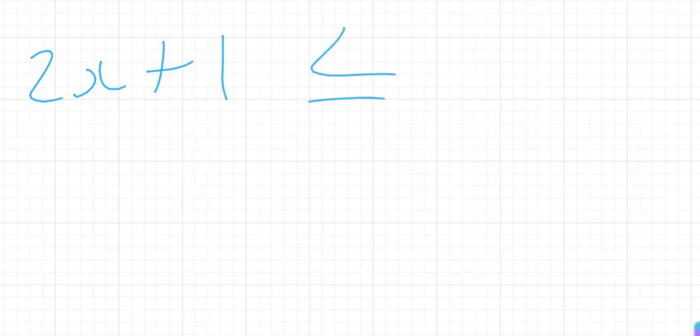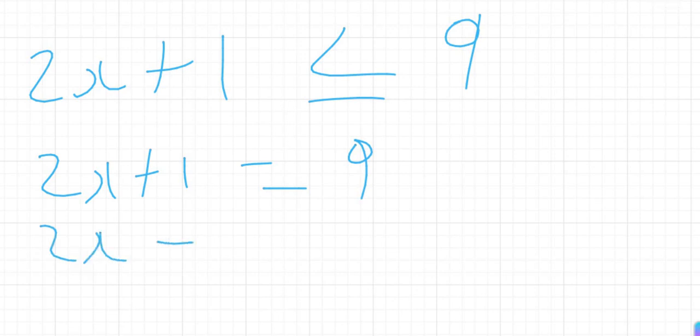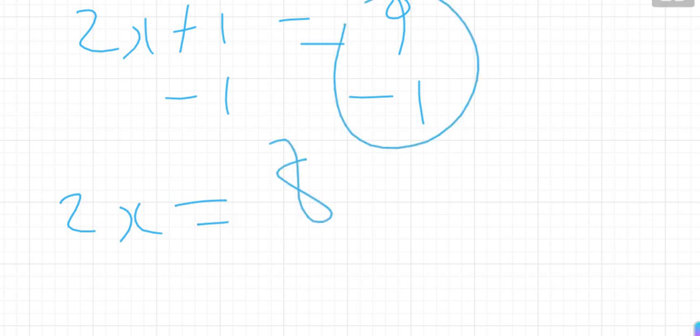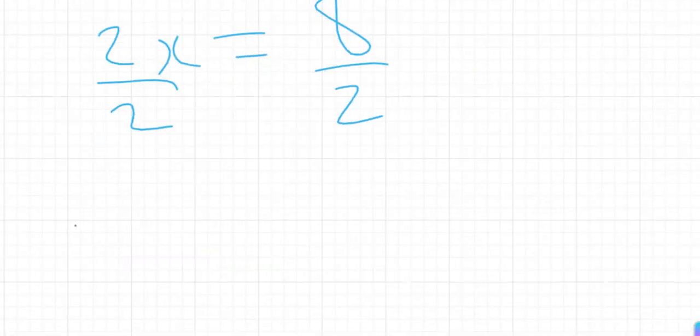Say we have 2x plus 1 is less than or equal to 9. Making x the subject, we write 2x plus 1 is equal to 9. Then we subtract 1, so we can end up with x. 2x is equal to 8. And if we divide through by 2, we get x is equal to 4.